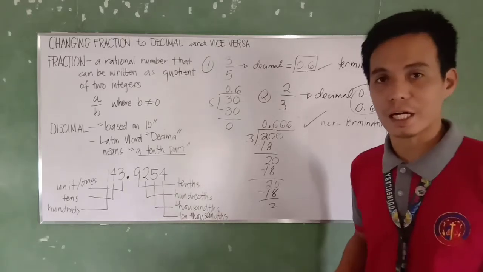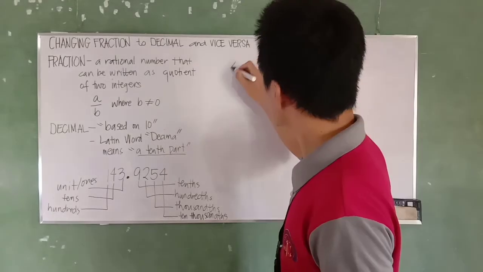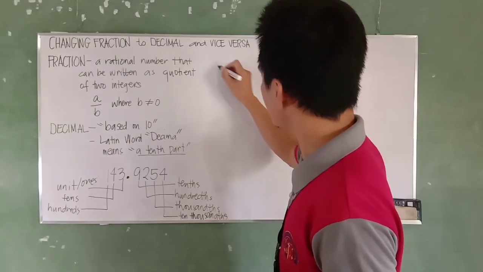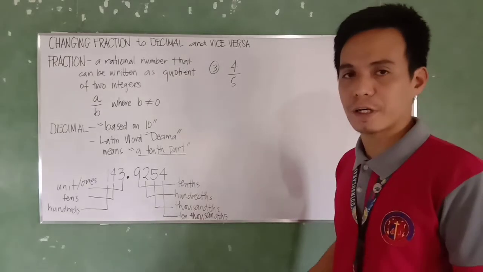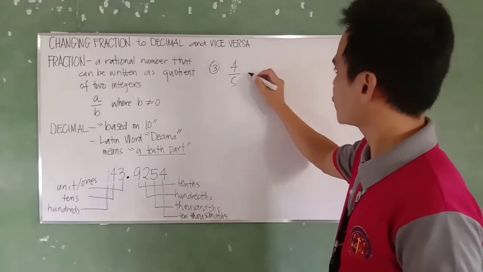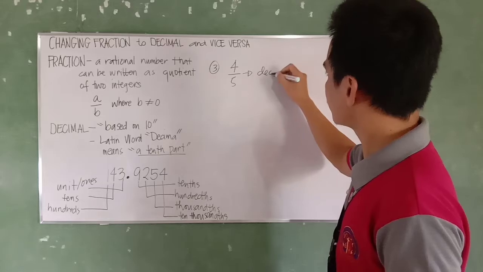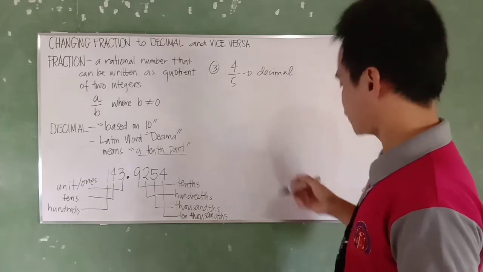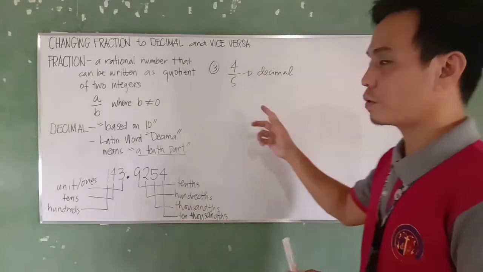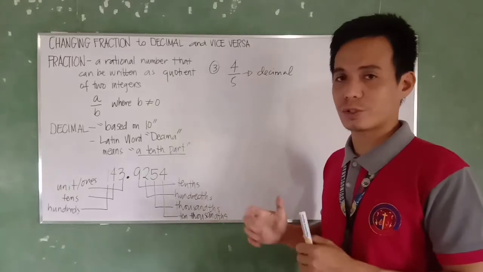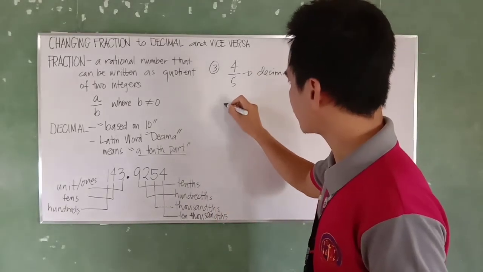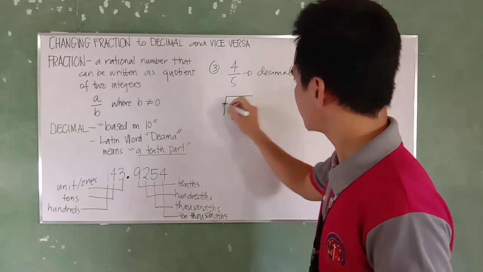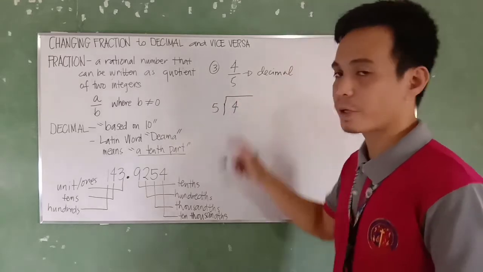So let's try another example. 4 over 5. This is example number 3. So we have to change 4 over 5 into decimal. So if wala kang calculator, we just use manually. So we just divide. 4 divided by 5.